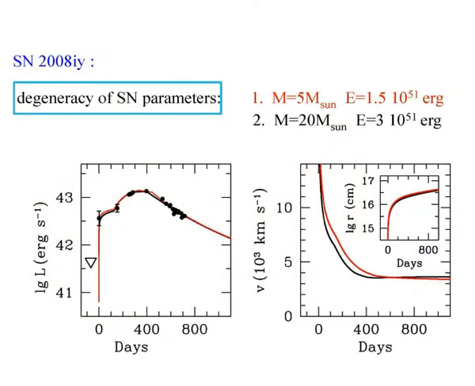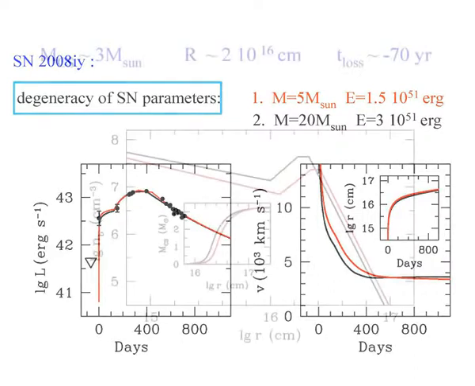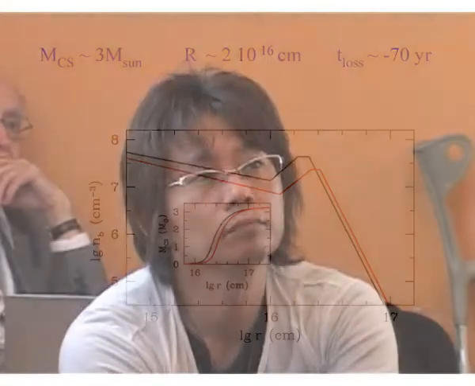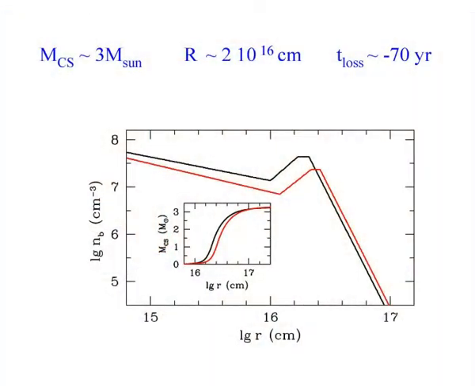You cannot fix supernova ejecta parameters analyzing this kind of phenomena, at least in the frame of my model. But what is remarkable is that you may predict the amount and density of the circumstellar medium. In both cases, these values are similar. We should have something like 3 solar masses in the range of 2×10^16 centimeters.